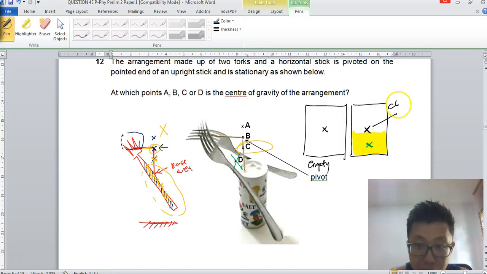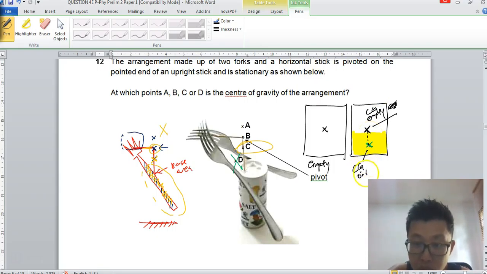Oops, why can't I write anything? Oh, okay. This is the CG of the empty tin. And this one is the CG of the oil. And if now I want to treat the oil and the tin as one body, then I need to take the average of these two.